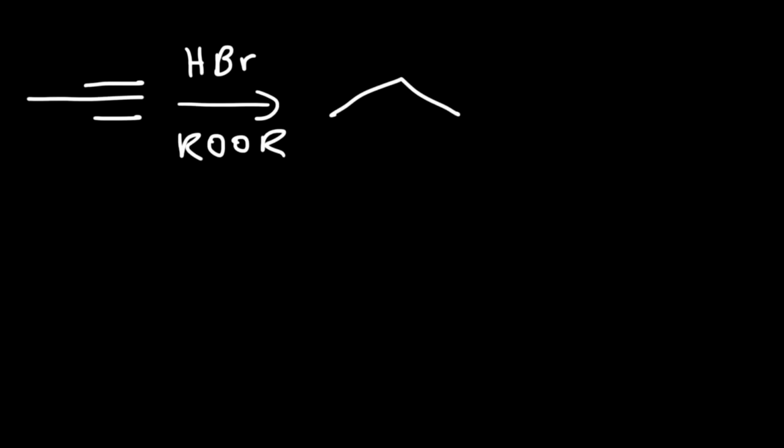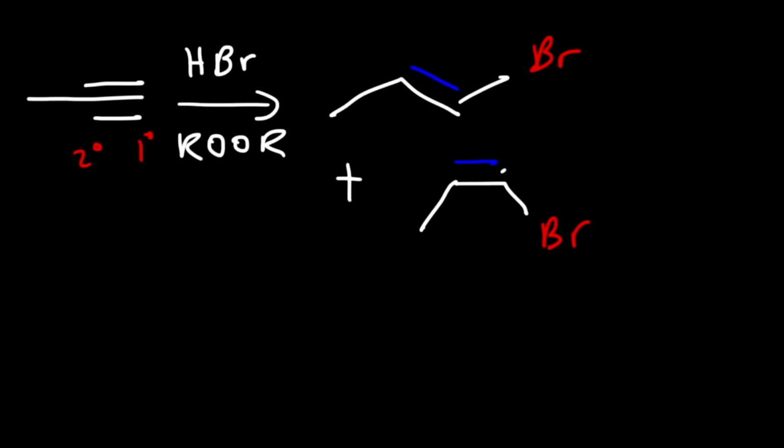Now let's start with the same alkyne, but this time, what's going to happen if we add HBr with peroxides? So in the first step, we're going to get a double bond, but this time, the bromine atom will go on the primary carbon as opposed to the secondary carbon. So we're going to have anti-Markovnikov regiochemistry. Now we can get a mixture of isomers. We can get both the E and the Z isomer. So this is the Z isomer and this is the E isomer.